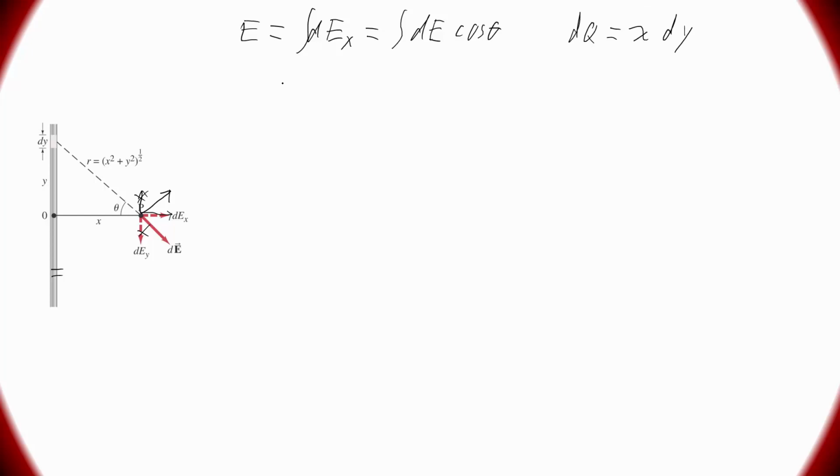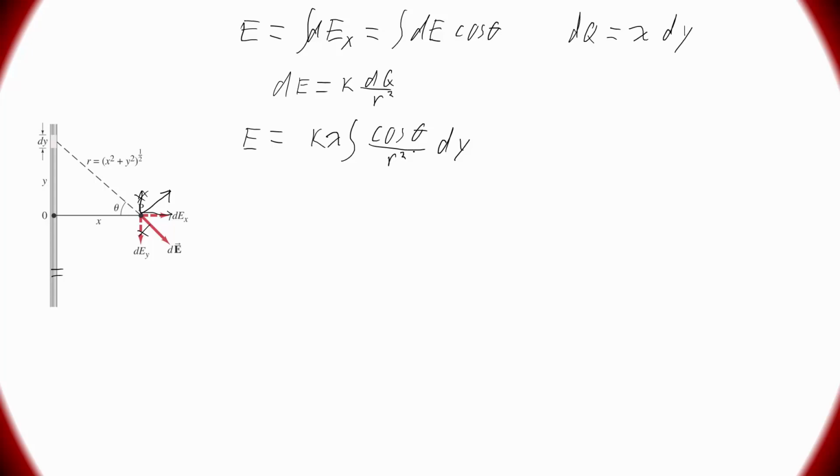So dE is k dq over r squared, and then we can make that substitution. So my E here is going to be, we'll go ahead and pull the k out, integral of, I'll pull the lambda out as well. So I've got my cosine there, and then I've got my r squared here, and then I've got dy.